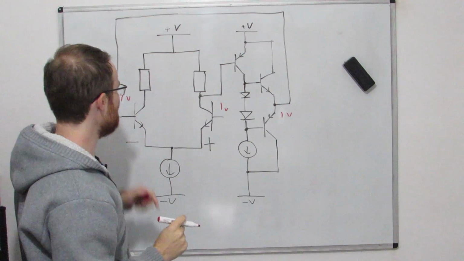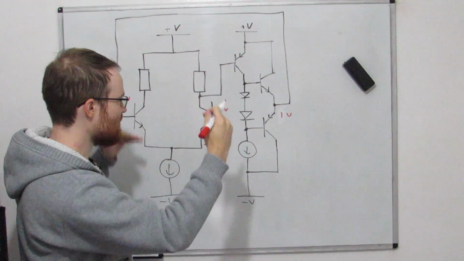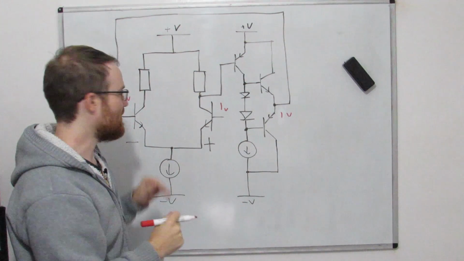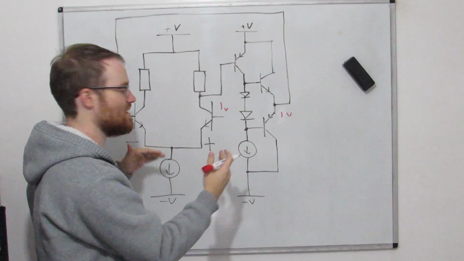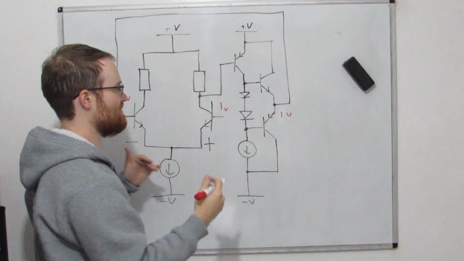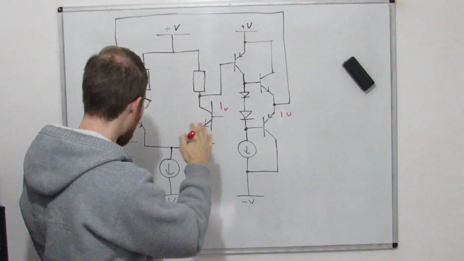So the output holds this at 1 volt. And if it tried to dip down even a fraction below 1 volt, that would cause a difference between the two inputs. That difference would be amplified, and then the output would compensate for that. So that's how the op-amp is actually holding itself at that voltage.